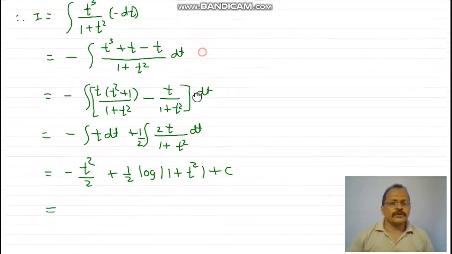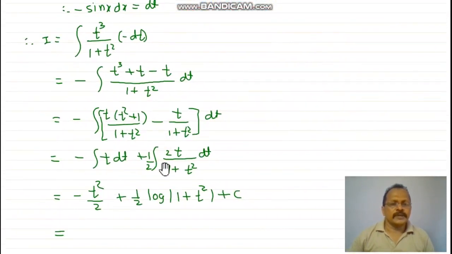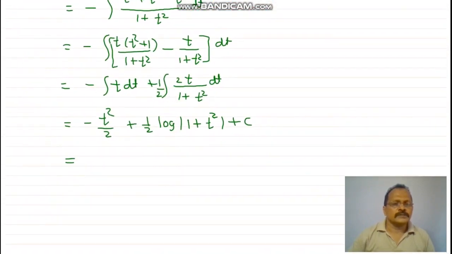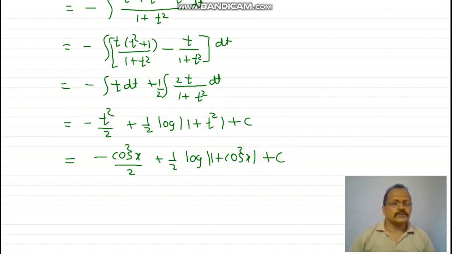We have substituted t by cos x. So replace t by cos x and get the answer minus cos square x upon 2 plus half log mod 1 plus cos square x plus c. It is your final answer. Let us highlight it.